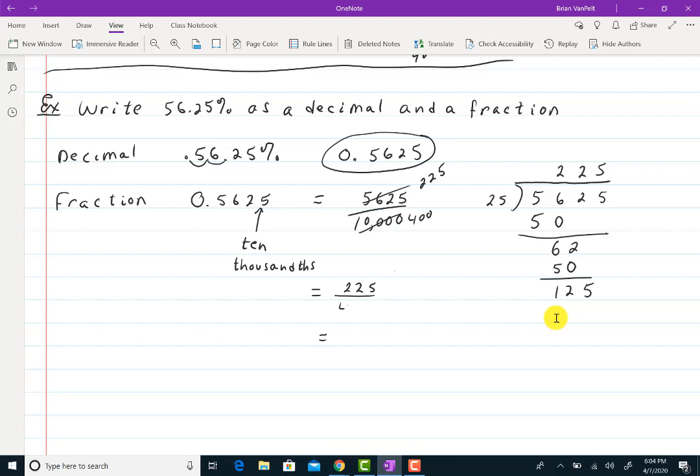225 divided by 400. I'm going to do the same thing I did before. I'm going to divide by 25. 25 goes into 225 9 times, and then 25 goes into 400 16 times. And there we go. Instead, if you had not seen the 25, go by 5s. Keep canceling out 5 and canceling out 5 till you arrive eventually at what I have, which is 9 over 16.